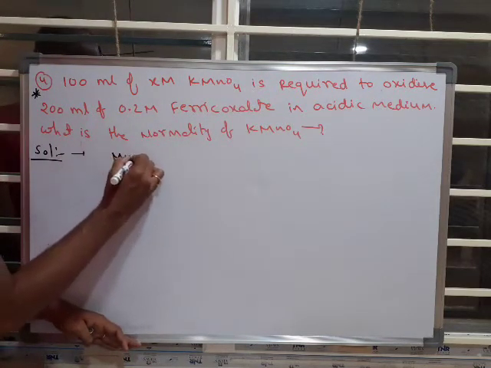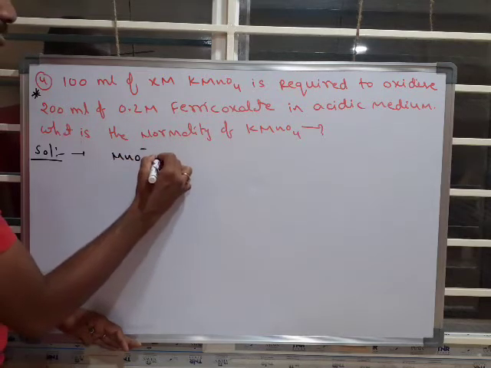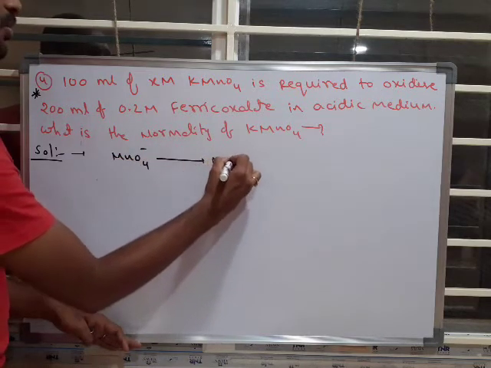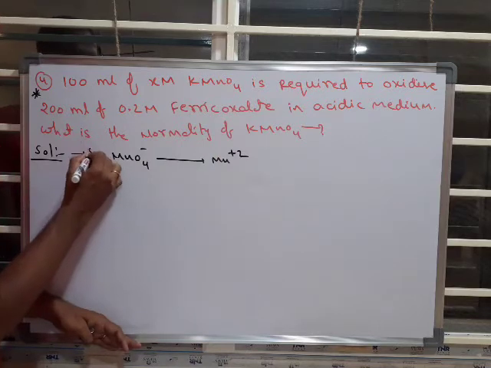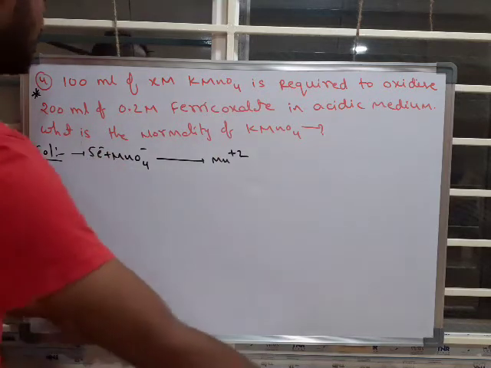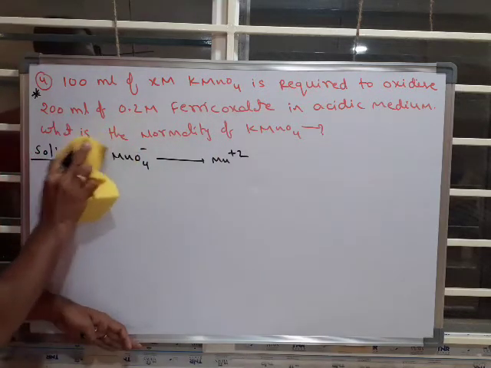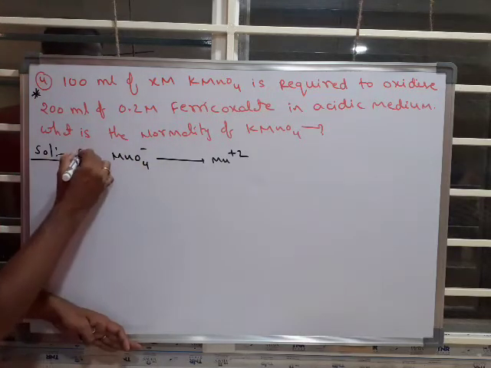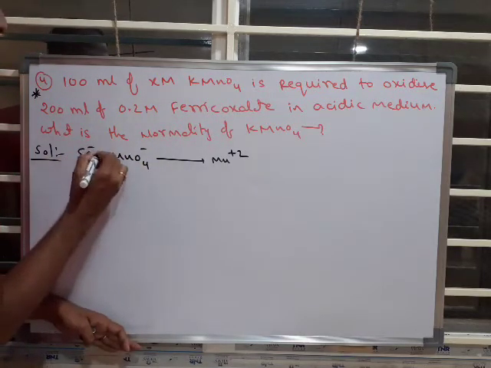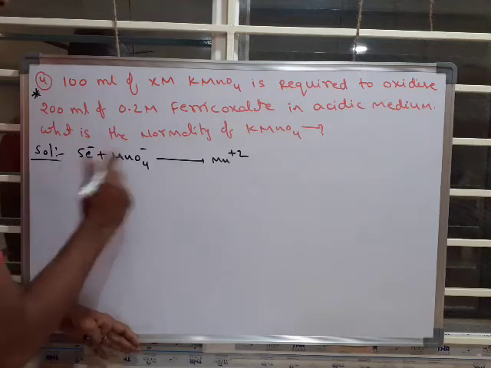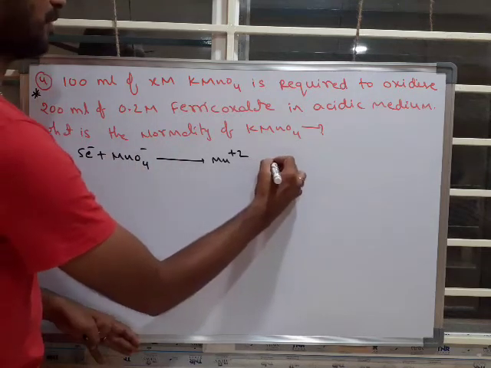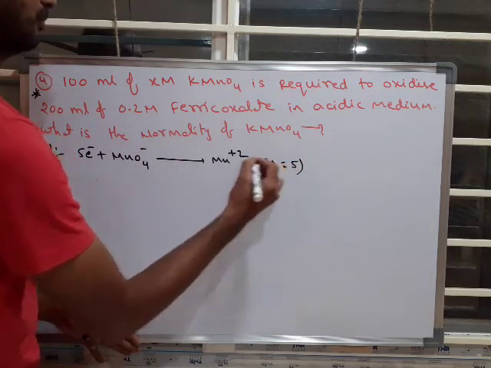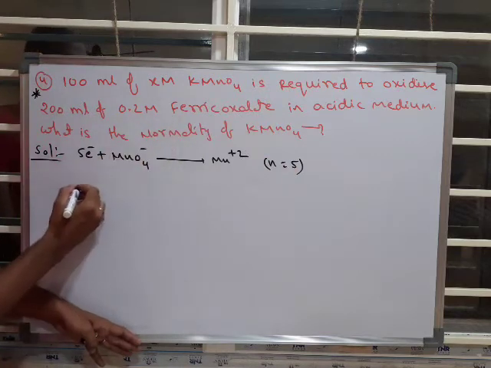So we know potassium permanganate, MnO4 minus, changes to Mn plus 2 in acidic medium. What is the n factor? We know it's 5 electrons. In the last problem we discussed how it is 5. So 5 electrons, so n factor is equal to 5. Here, what is the ferric oxalate?